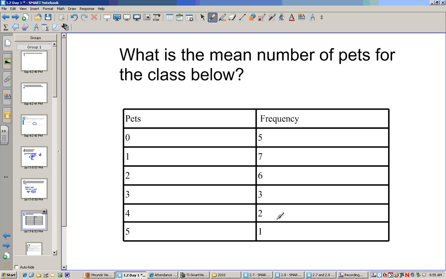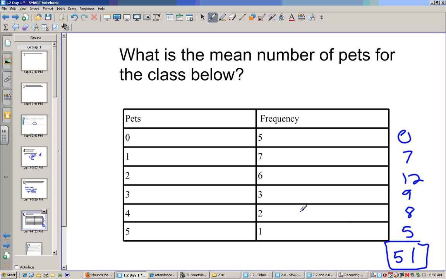All right, so if we want to find the mean number of pets, what we do is there's 5 people who have 0, 7 people who have 1, 6 that have 2, 3 have 3, and so on. So what we do is we multiply the number times the frequency. So that would be 0, 7, 12, 9, 8, and 5. If we add this up, we have 13. 13 plus 12 would be 25, 34, and then that would be 51. So we have 51 total pets.